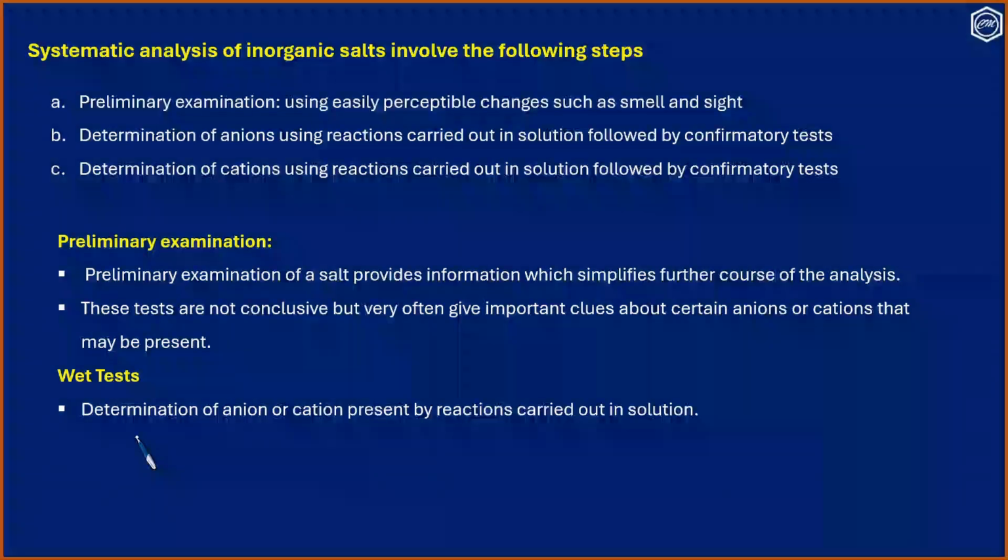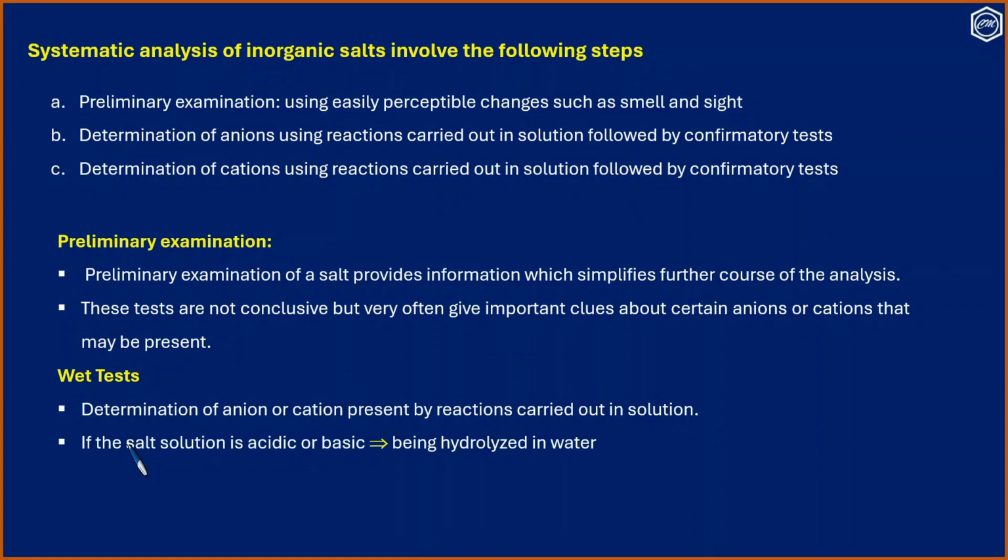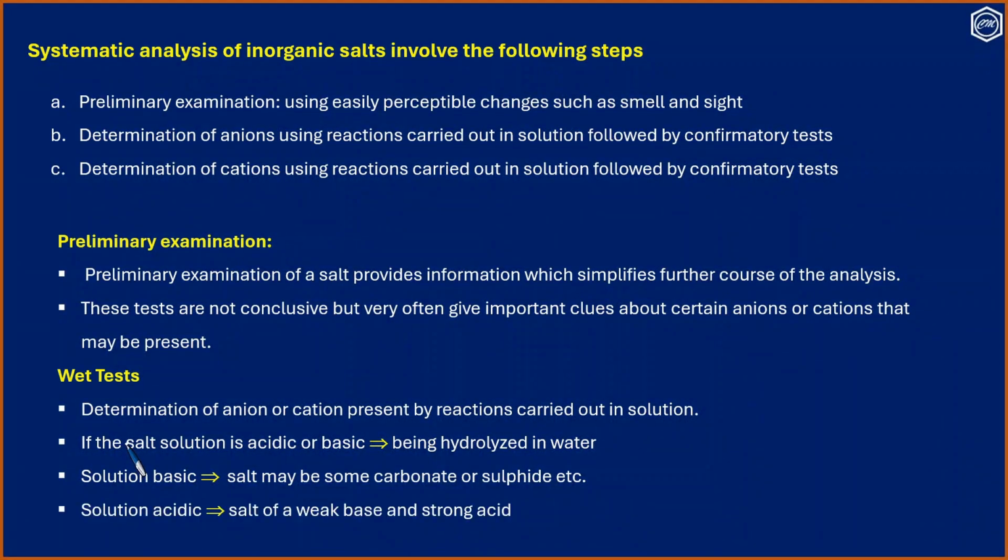Solubility of a salt and the pH of the aqueous solution give important information about the nature of ions present in the salt. If the solution of the salt is acidic or basic in nature, that shows it is being hydrolyzed in water. If the solution is basic in nature, then the salt may be some carbonate or sulfide, etc. If the solution shows acidic nature, it may be an acid salt or a salt of a weak base and a strong acid. In this case, it is best to neutralize the solution with sodium carbonate before testing it for anions.